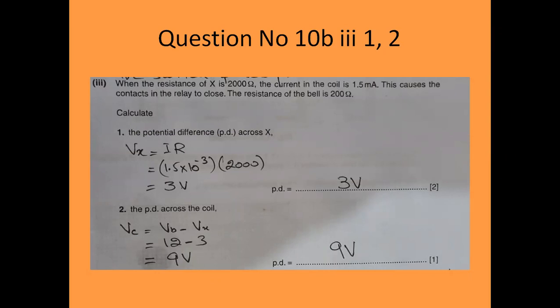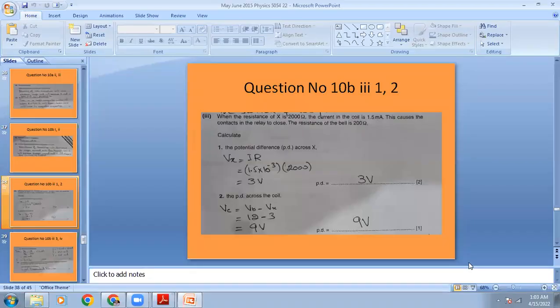Then the question is the potential difference across the coil, because that branch is parallel to the battery. The voltage of the battery is 12 volts. So in that branch, the total voltage drop will be 12. The voltage drop across the X is 3, and the total voltage drop on that branch is supposed to be 12. So the voltage drop across the coil will be 12 minus 3, and that will be 9 volt. So let's have a look at the marking scheme.